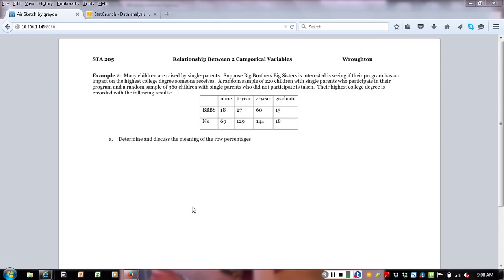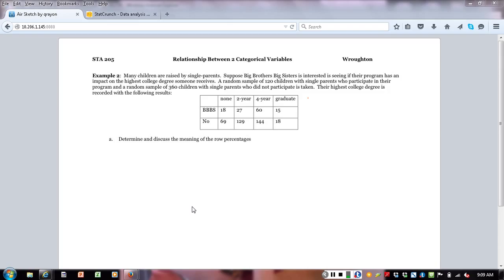So here we're looking at the Big Brothers Big Sisters program, and they want to see if their program has an impact on the highest college degree someone receives from children of single parents. So we have 120 children of single parents who did participate in the Big Brothers Big Sisters program and 360 that did not. And they recorded their highest college degree. So here's our quick summary of the numbers.